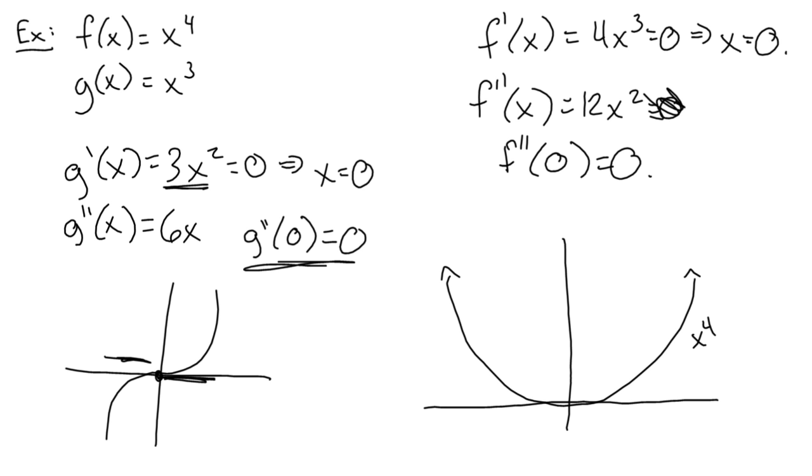Right? The first derivative test would work here, because if you put negative numbers into x cubed, you get negative, so the function is decreasing over here. And then if you put positive numbers into x cubed, you get positive derivative, so the function is increasing. The first derivative test works fine. It's just the second derivative test that is inconclusive.